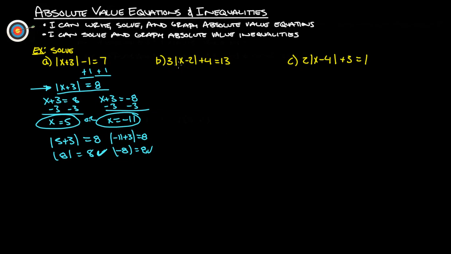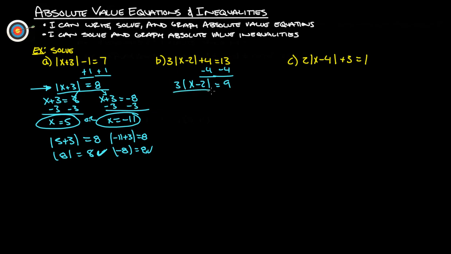Okay. B here. We're going to solve this, do the same thing, get rid of this positive 4. Subtract 4 from both sides, and we get 3 times the absolute value of x minus 2 equals 9. Now, we really want to get this absolute value by itself. It's pretty important when we're solving these. You want to get the absolute value all by itself on one side, and then that's when we can split it up into these two different equations.